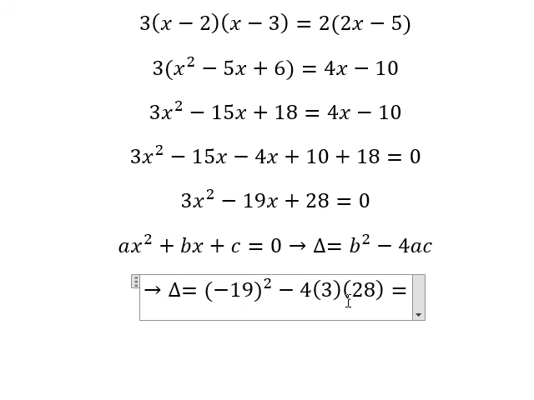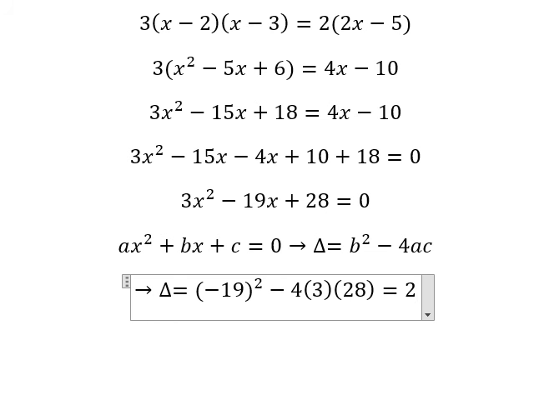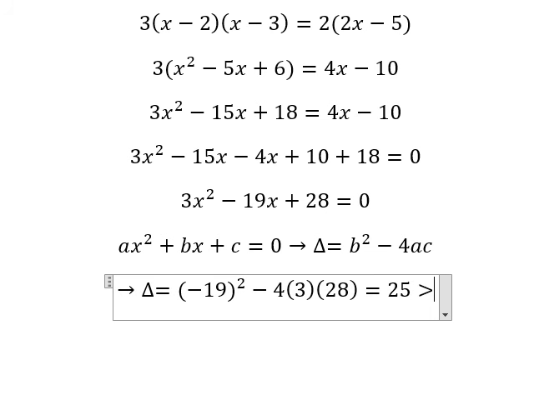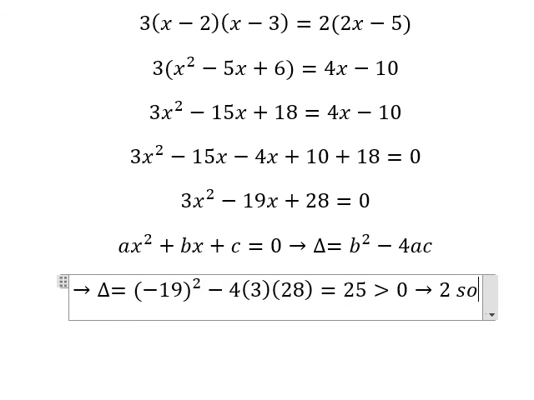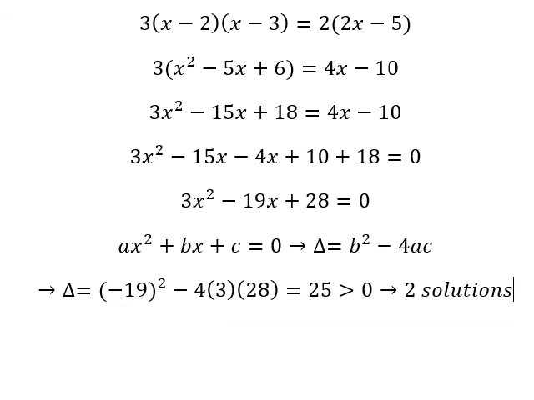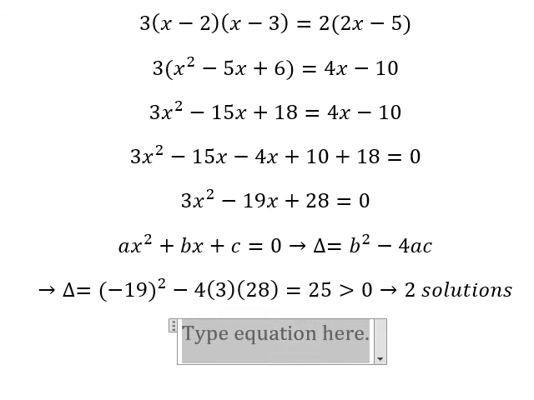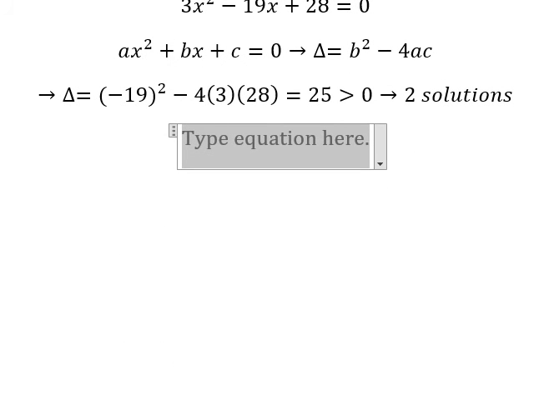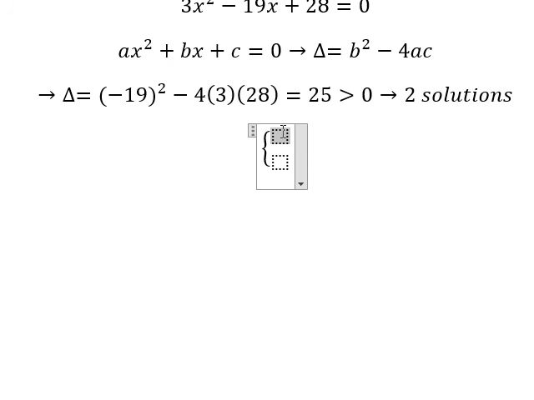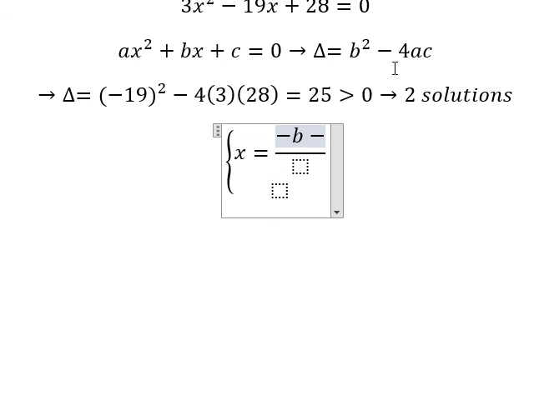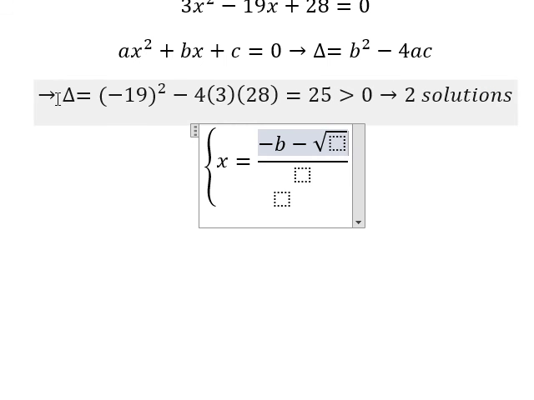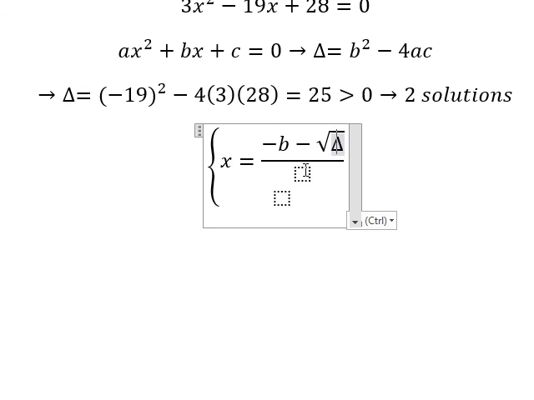So we calculate this one. And we have 25. 25 is a positive number. So we have two solutions. Now we apply the formula. So we have negative b minus the square root of delta over 2a, and the second one.